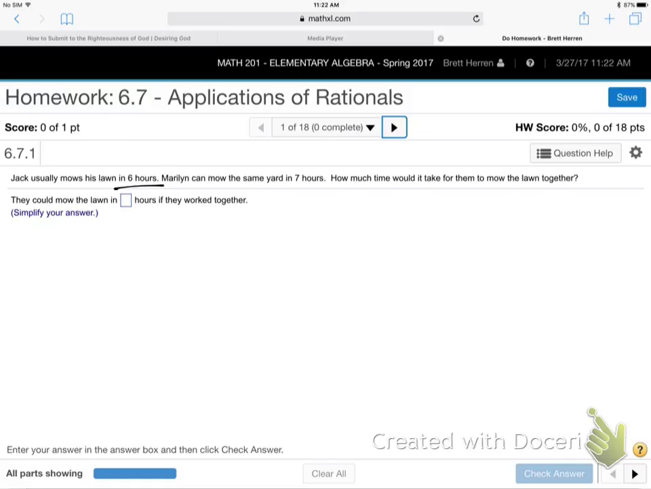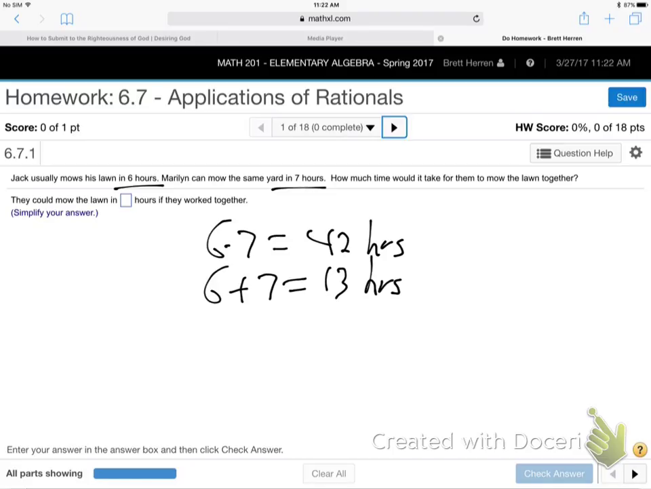So 6 hours for Jack, 7 for Marilyn. How long together? Can you times it? 6 times 7, 42 hours. Does that seem right? I'm just throwing ideas out. What do you think? Should we add them? They're working together. Add them together? What do you think? How do we do this?